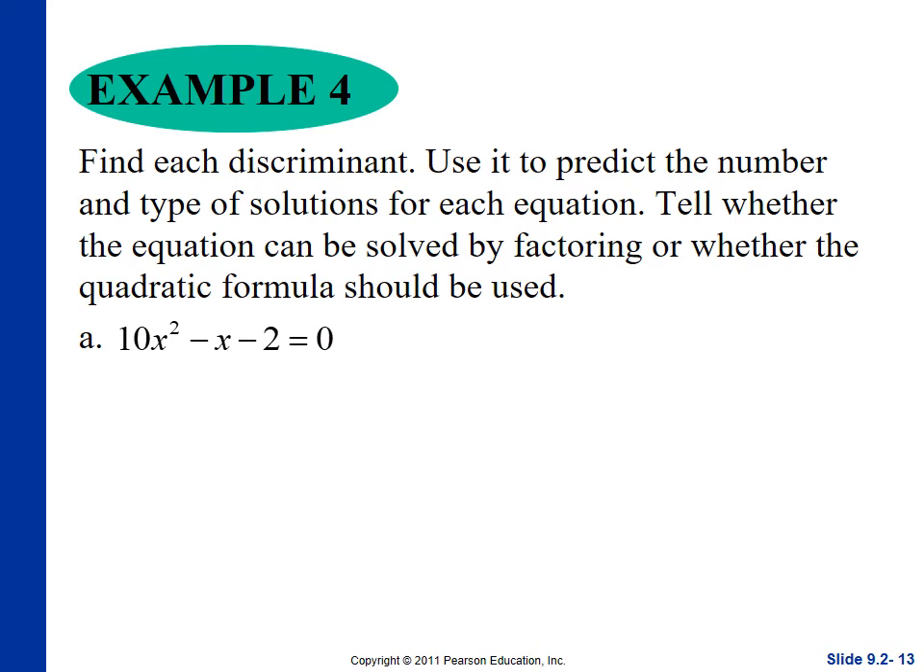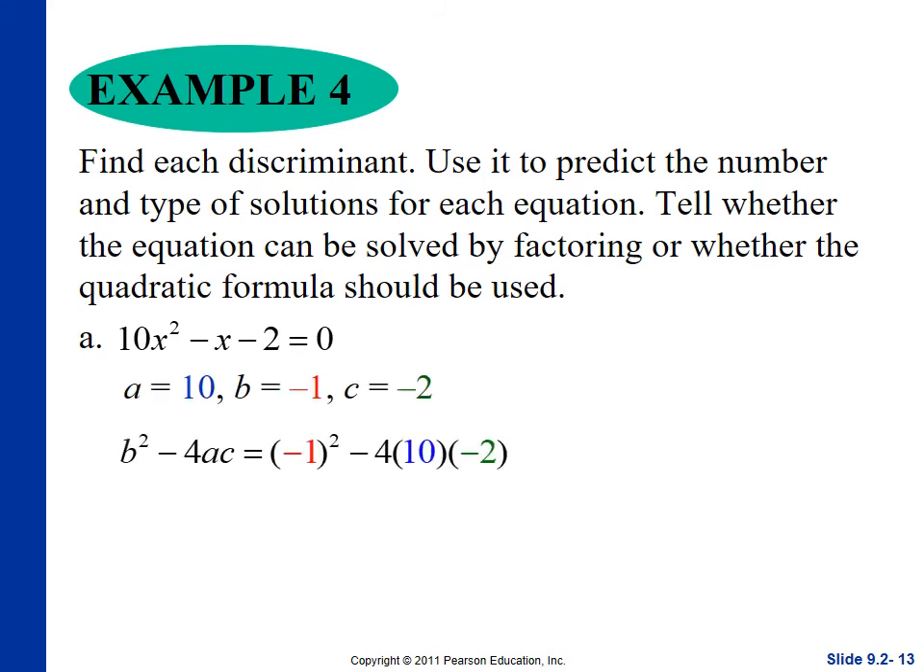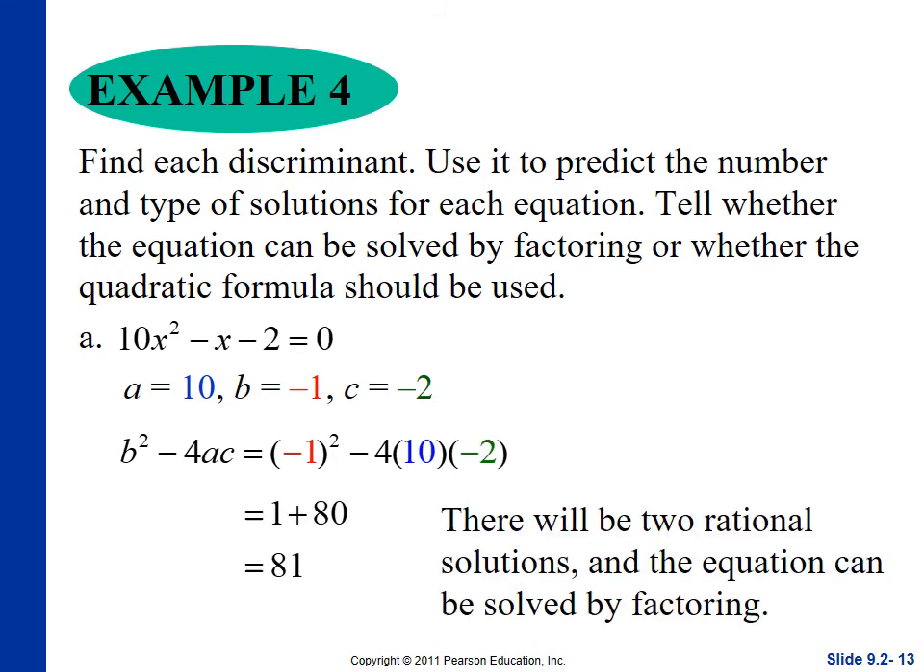Okay, so here we want to find the discriminant and use it to predict the number and type of solutions for each equation. Tell whether the equation can be solved by factoring or whether the quadratic formula should be used. So let's take a look here. A is 10, B is -1, C is -2. So we plug in b squared minus 4ac. So -1 quantity squared minus 4 times 10 times -2, which is 1 plus 80, which is 81, which is a perfect square. So we can actually solve this equation by factoring, and we don't have to use the quadratic formula.